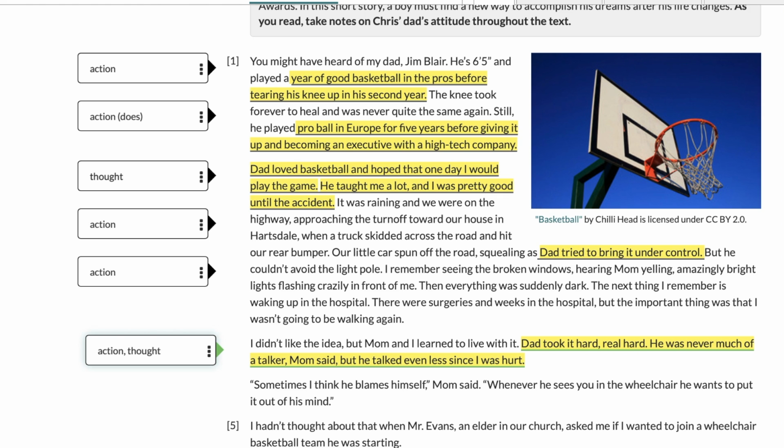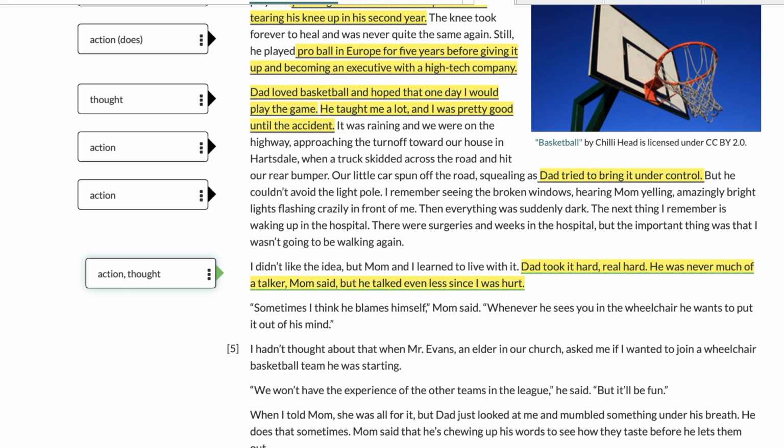"I hadn't thought about that when Mr. Evans, an elder in our church, asked me if I wanted to join a wheelchair basketball team he was starting. We won't have the experience of the other teams in the league, he said, but it'll be fun. When I told Mom, she was all for it, but Dad just looked at me and mumbled something under his breath." So here's an action and a saying, right? He may not say words, but it's a sound. So we're going to say action and saying. This is something that he said.